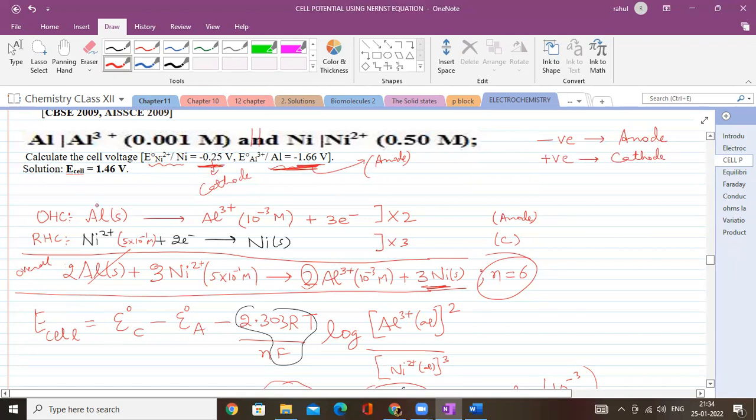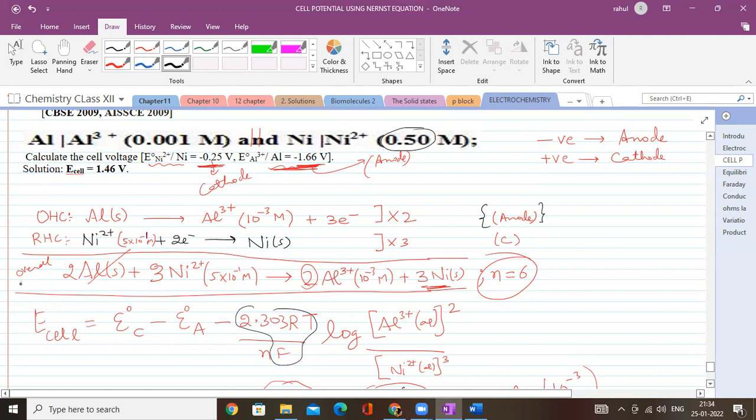Oxidation half cell will be what? Aluminium in solid goes to aluminium 3+, 10 raised to minus 3 molar, plus 3 electrons. This reaction is going on at the anode, oxidation at the anode. In the same way, nickel 2+, 5 into 10 raised to minus 1 molar, you can see here, plus 2 electrons will give nickel in solid. But the number of electrons exchanged are not the same. So this equation has to be multiplied by 2. This has to be multiplied by 3.